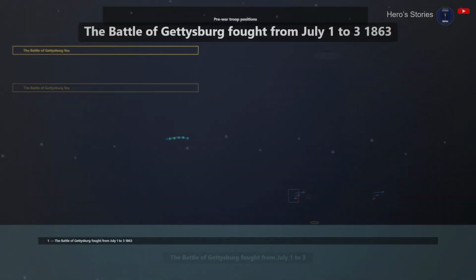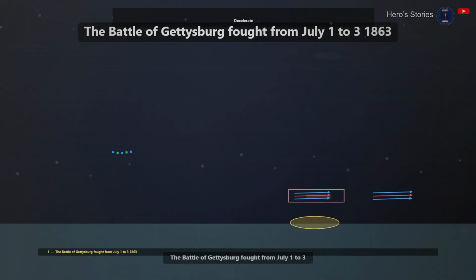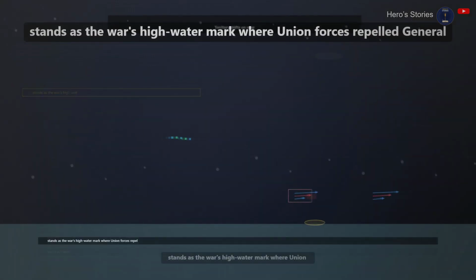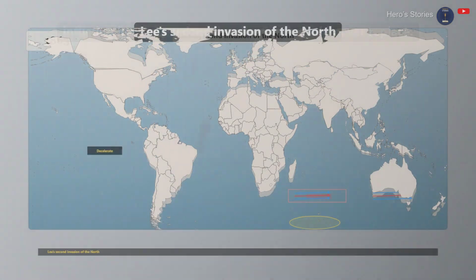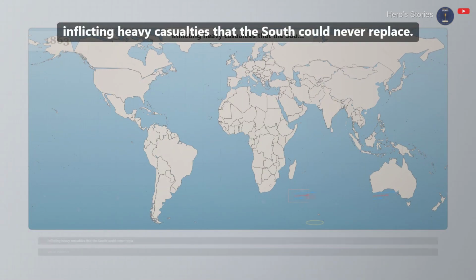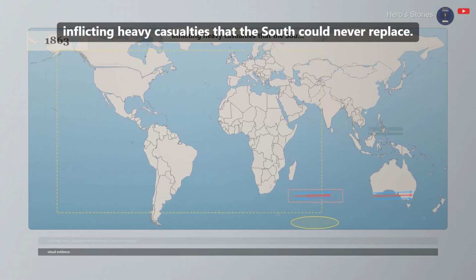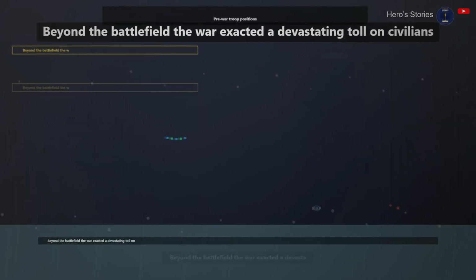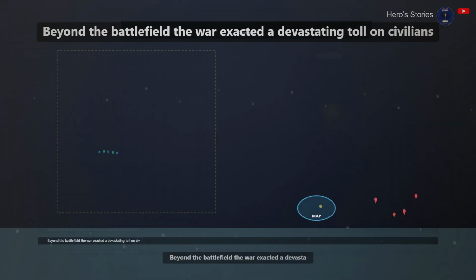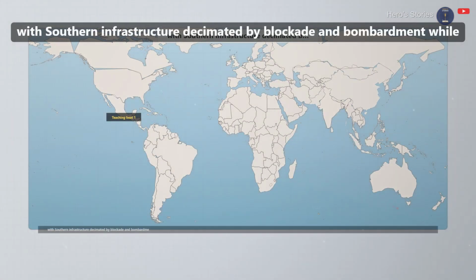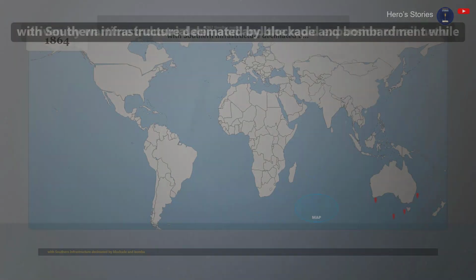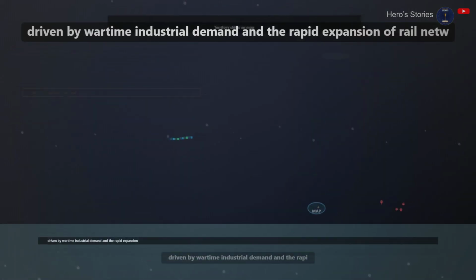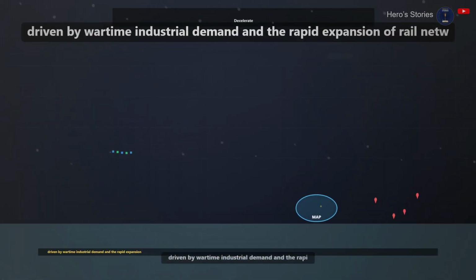The Battle of Gettysburg, fought from July 1 to 3, 1863, stands as the war's high-water mark, where Union forces repelled General Robert E. Lee's second invasion of the North, inflicting heavy casualties that the South could never replace. Beyond the battlefield, the war exacted a devastating toll on civilians, with Southern infrastructure decimated by blockade and bombardment, while the Northern economy accelerated, driven by wartime industrial demand and the rapid expansion of rail networks.